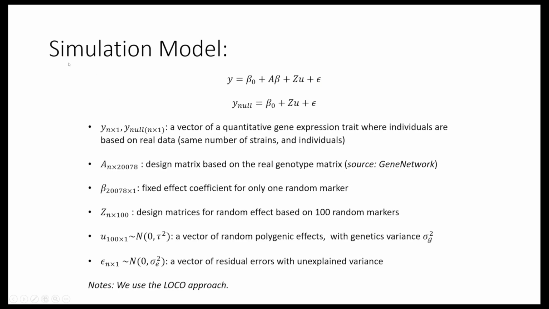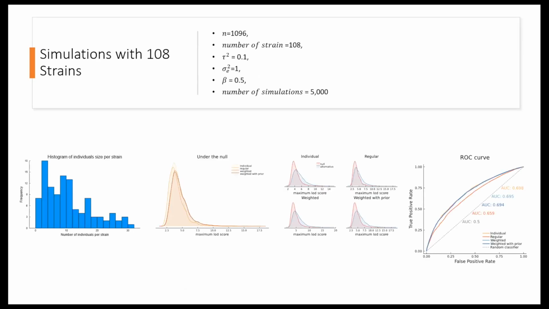simulations. And to have a statistical power for our simulation, we also have simulations under the null, so no fixed effect. So this is the result that we can get. Here is the histogram of individuals per strain. That is the result for the Y null, under the null simulation. So it's expected to have the same distribution.